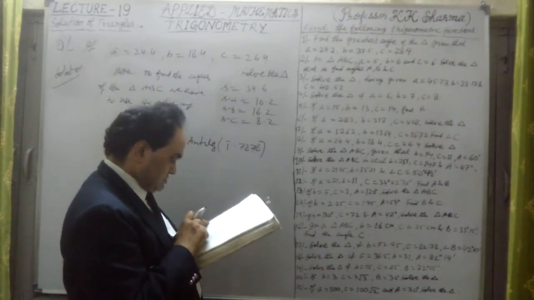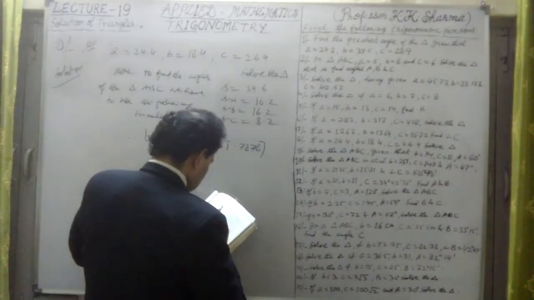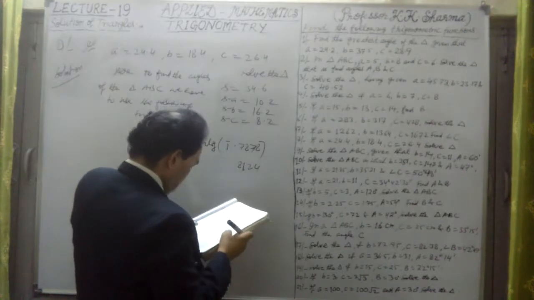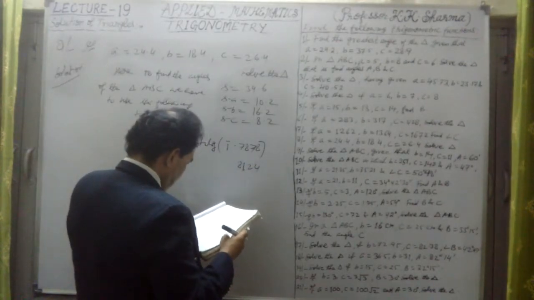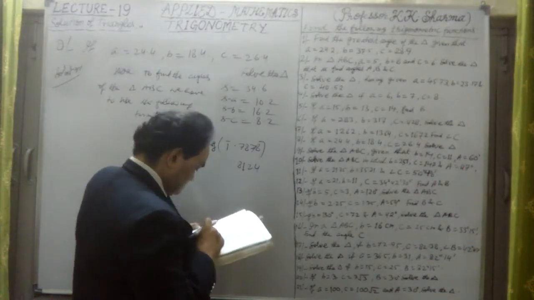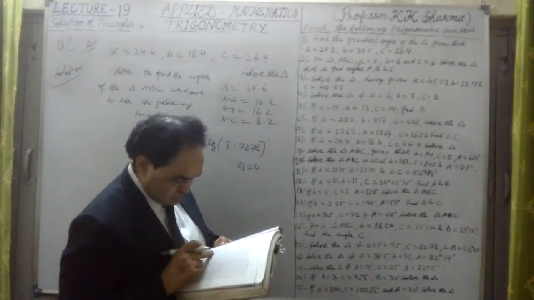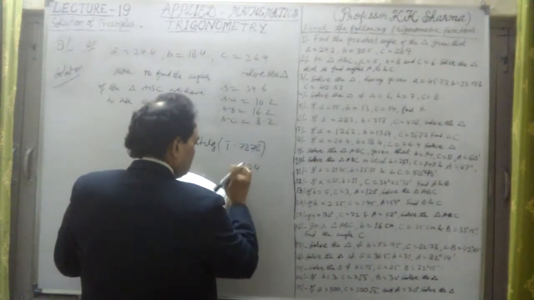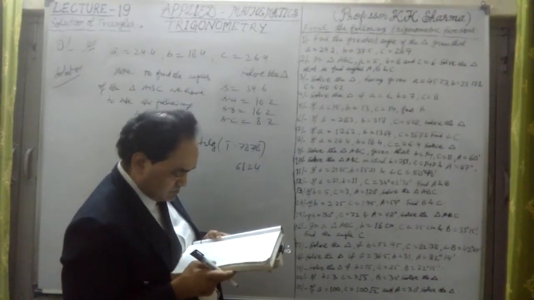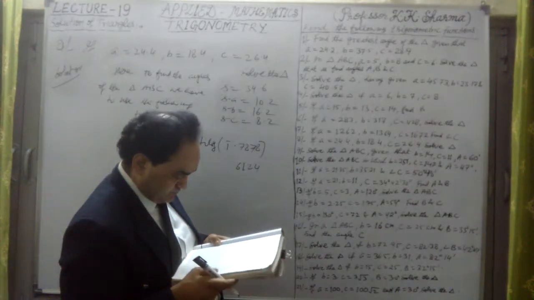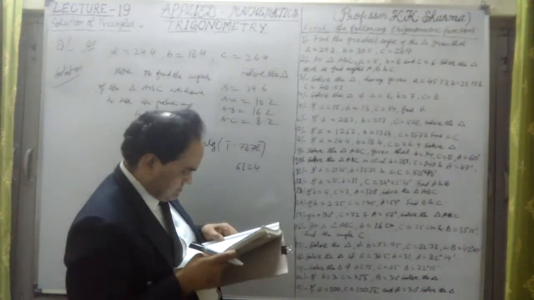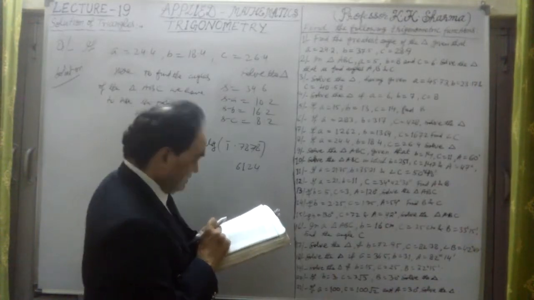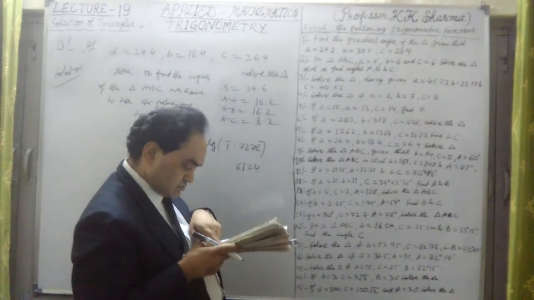The value is 6124. It is 6124. And the 78, we have to take 6124. Though I said 81, it is 61, not 81, sorry, that was misprinted. It is 6124. Yes, exactly right. 78, 6, 1, 2, 4. Now the mean difference under the 8th column.